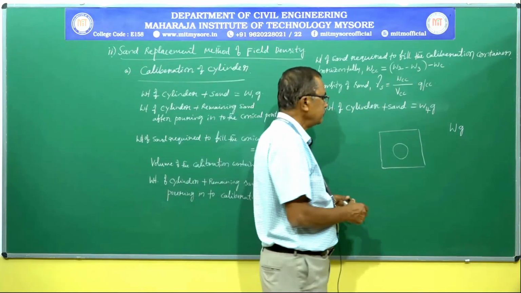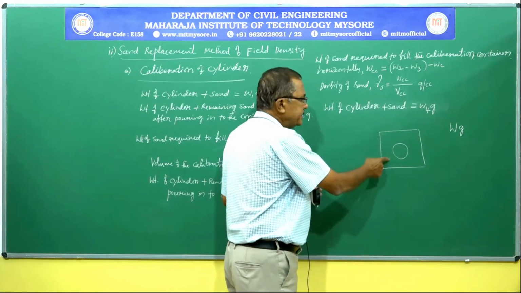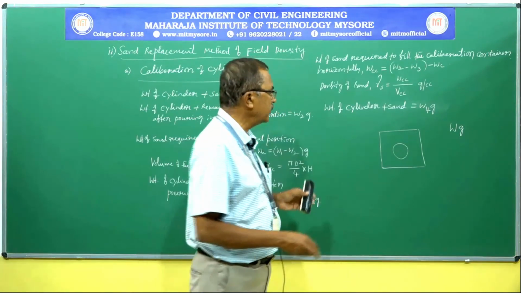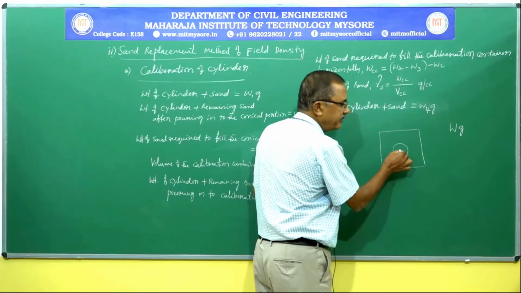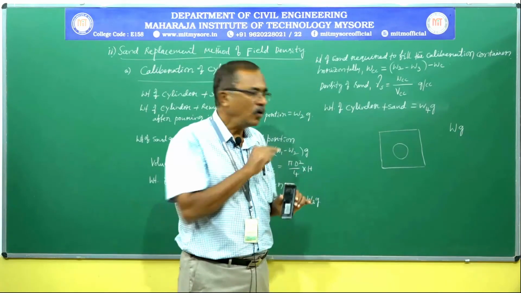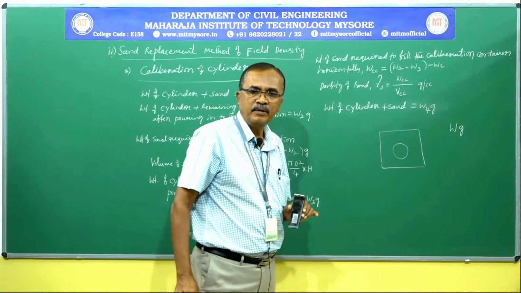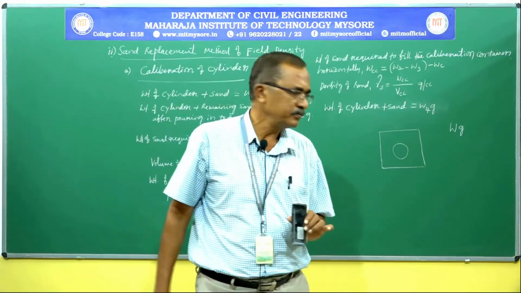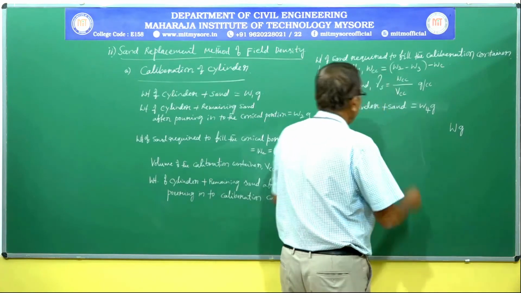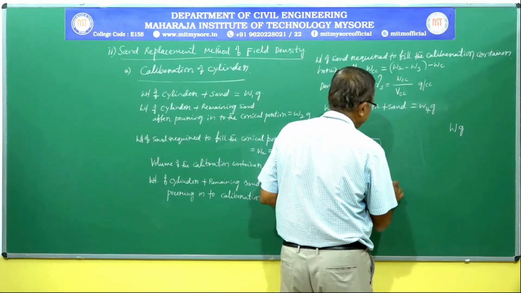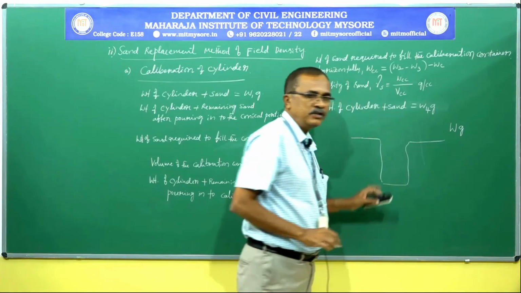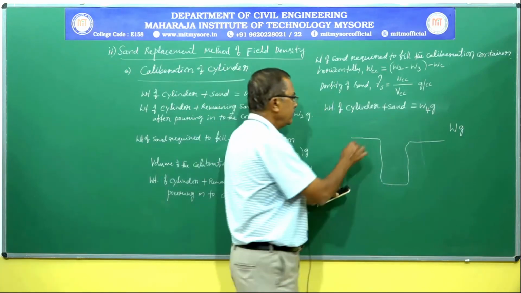Next, place this cylinder and sand exactly on the hole made in the field. After placing the cylinder and sand, open the shutter, permit sand to flow into the hole. Next, close the shutter. It will be like this. This is the hole made in the field, the ground surface.